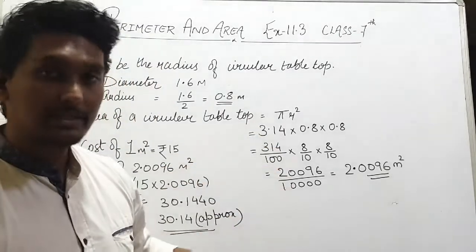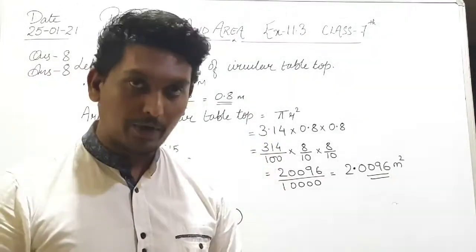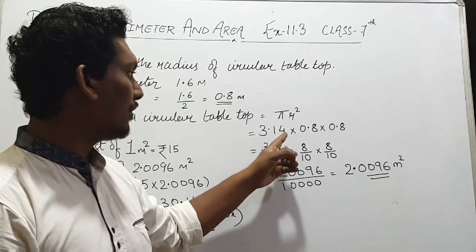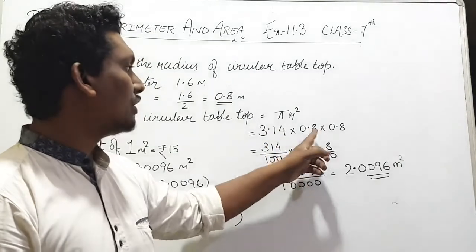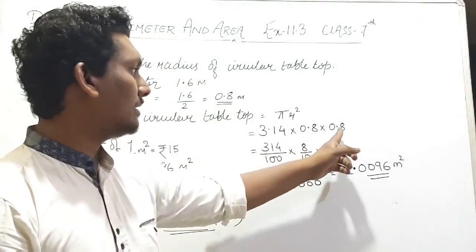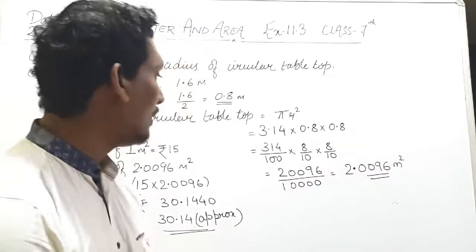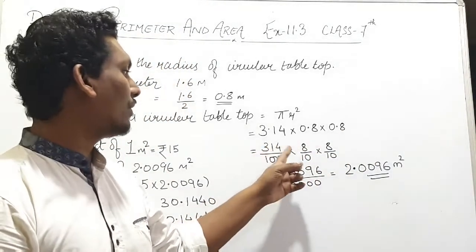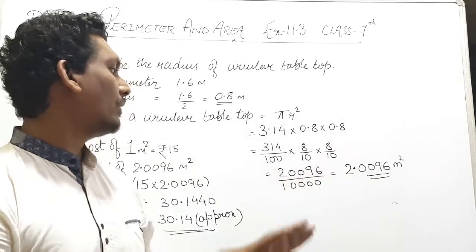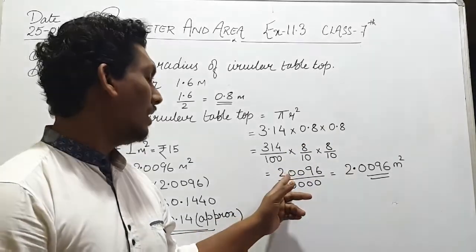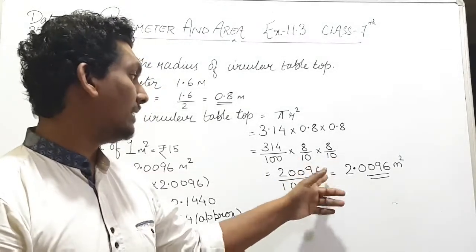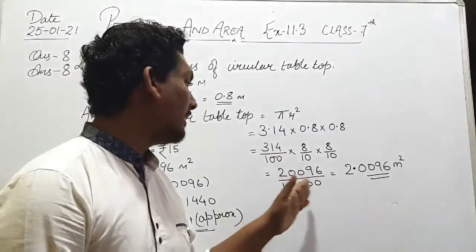In the next step, for removing the point, I just divide 3.14 by 100, 0.8 divided by 10, and same here, divided by 10, for removing the point. So you have to multiply 314 into 8 into 8. So you will get 20,096, divided by 10,000.